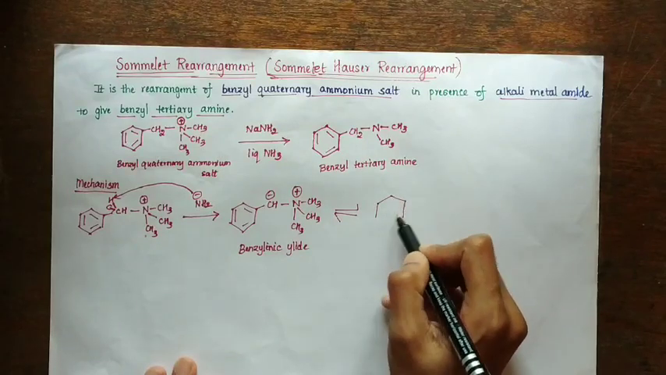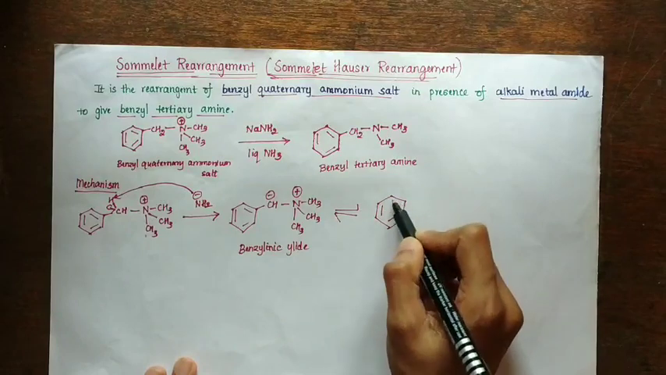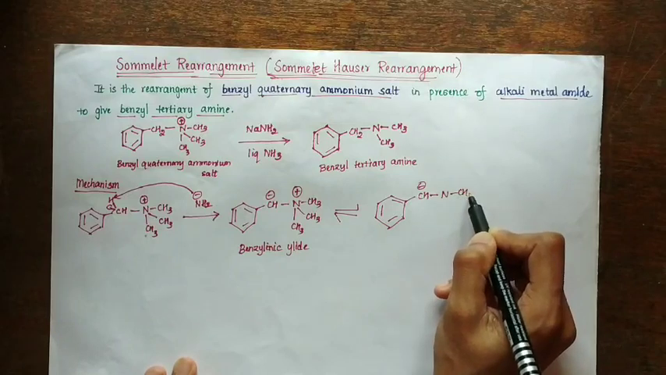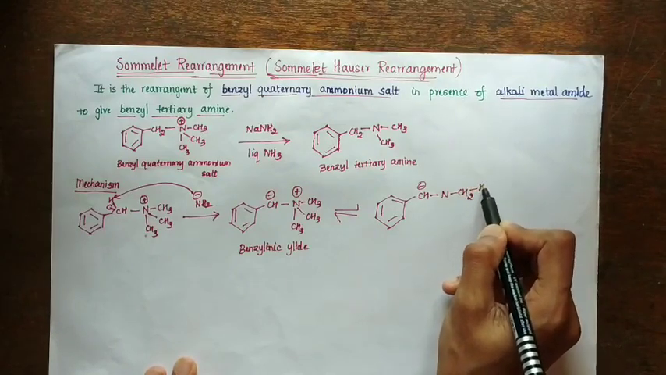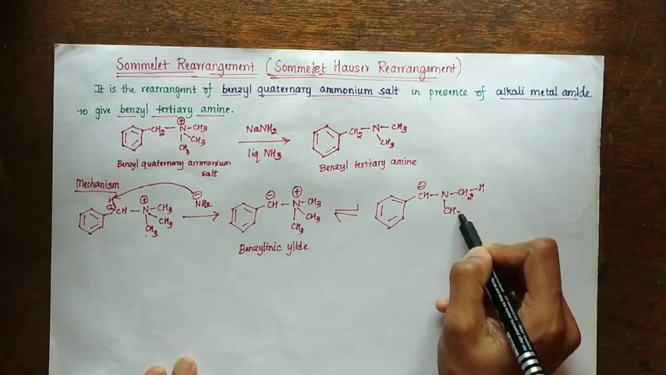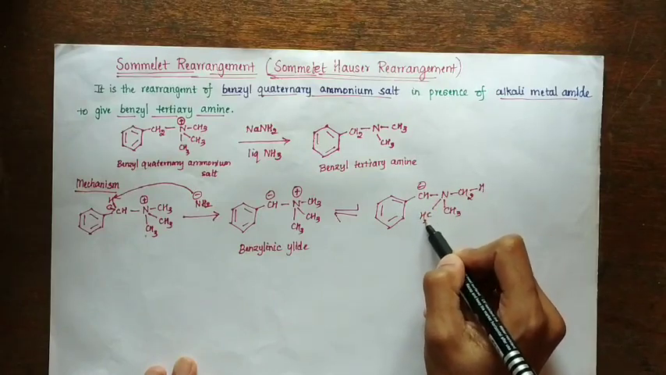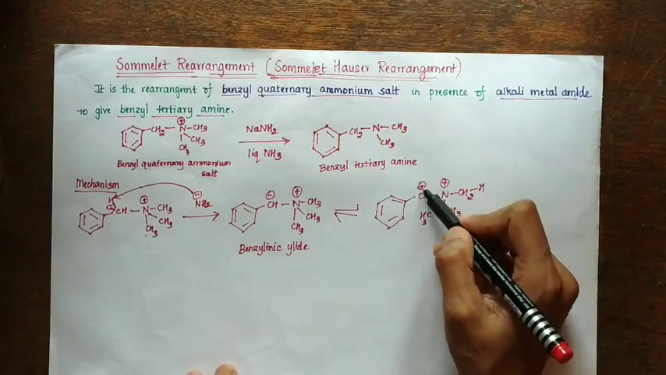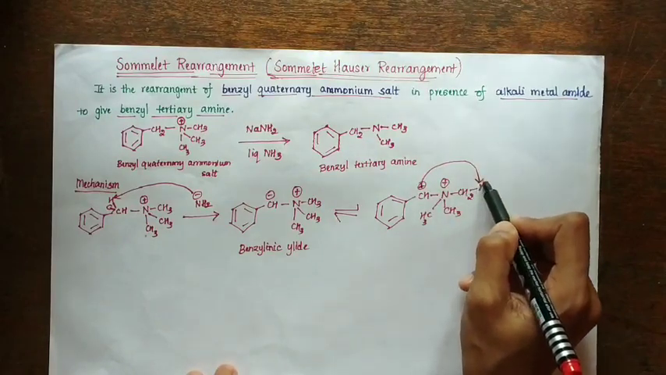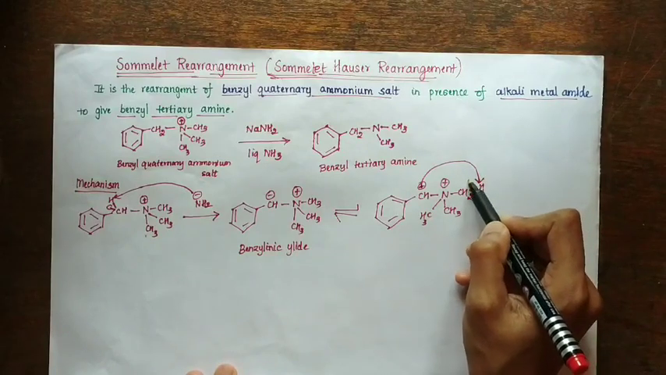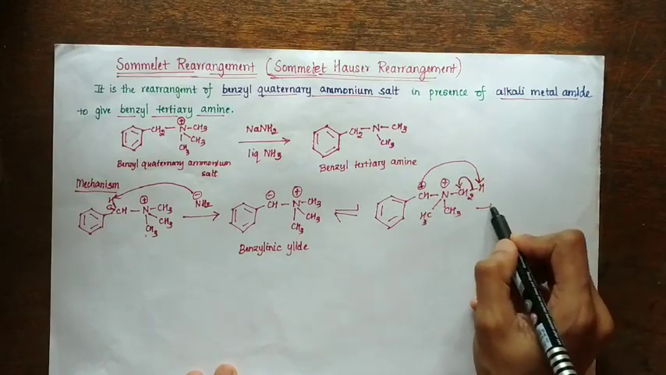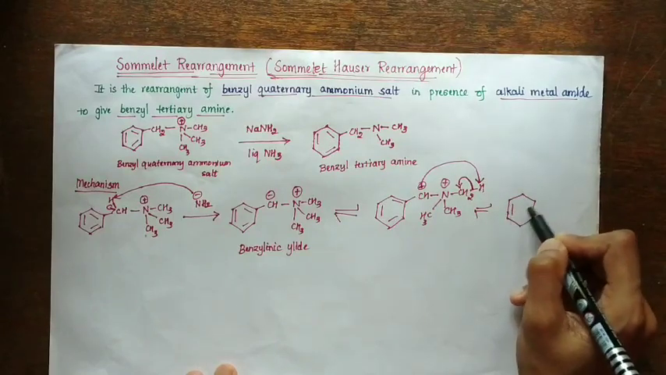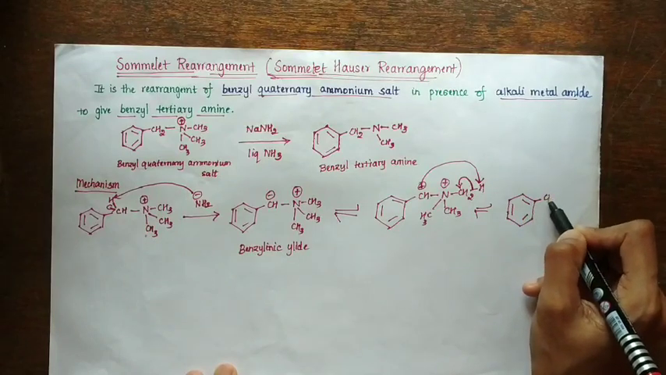If I write this ylide in this form, CH minus NCH3, I will write it as CH3 bonded to H, CH3, CH3 this. Since there is negative charge on carbon here, it will abstract a proton from methyl group attached to nitrogen so that it will become CH2 minus. So this is another form of that same ylide, or you can call it as second ylide.